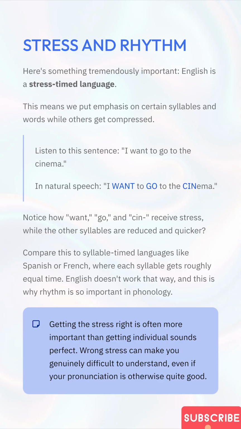Compare this to syllable-timed languages like Spanish or French, where each syllable gets roughly equal time. English doesn't work that way, and this is why rhythm is so important in phonology. Getting the stress right is often more important than getting individual sounds perfect. Wrong stress can make you genuinely difficult to understand, even if your pronunciation is otherwise quite good.